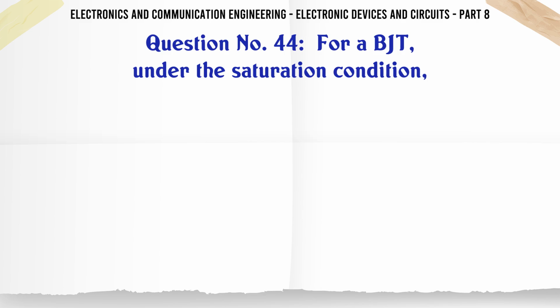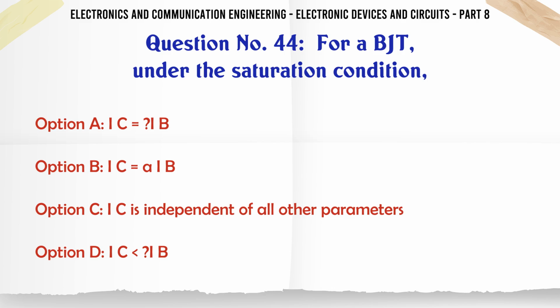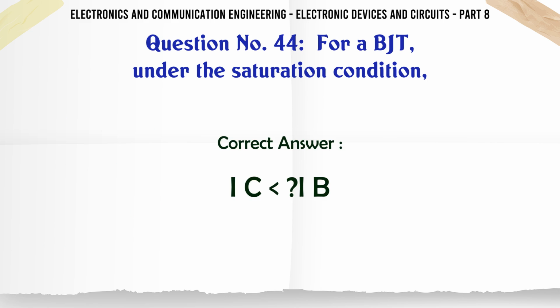For a BJT under the saturation condition, A. IC = βIB, B. IC < βIB, C. IC is independent of all other parameters, D. IC > βIB. The correct answer is IC < βIB.